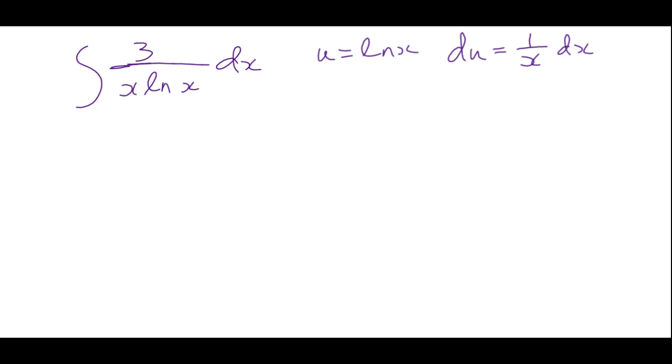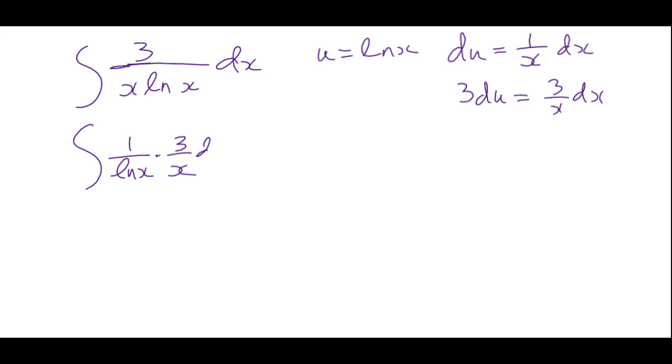Okay, so we can kind of split that up. Well, what do we need? We've got a 3 over x dx, so we need that to be a 3 over x. So we're going to multiply by 3, right? So 3 du is 3 over x dx. Okay, so we can split this out. So let's go 1 over ln x times 3 over x dx. Okay, so we can say, hey, we can replace that with 3 du.